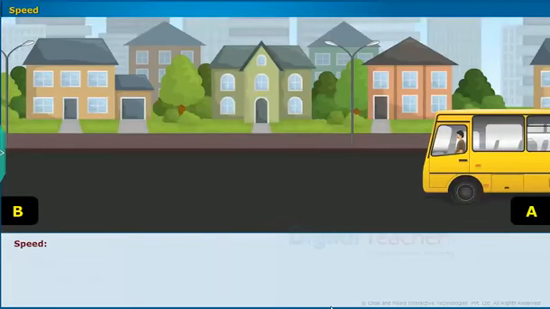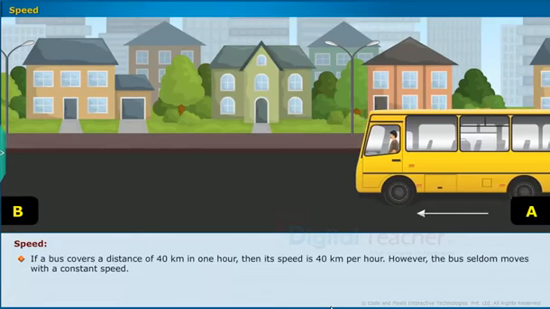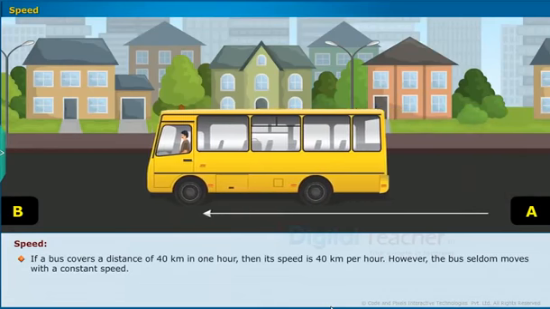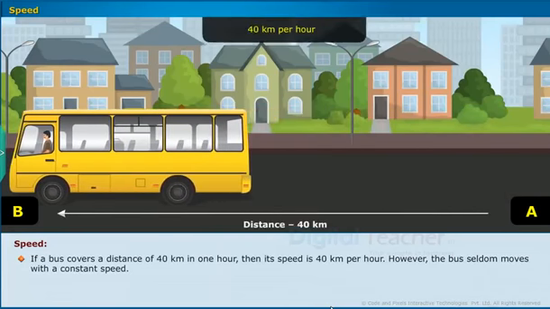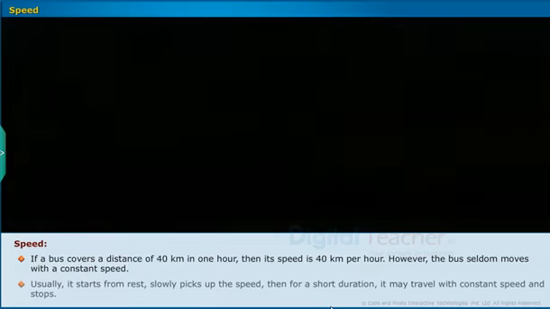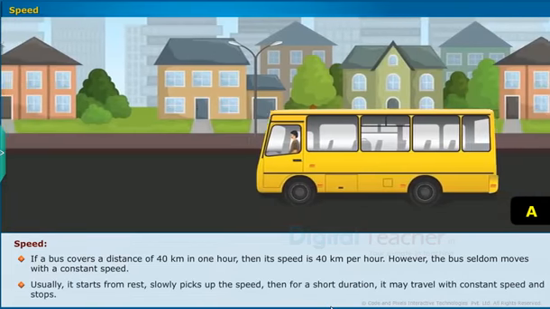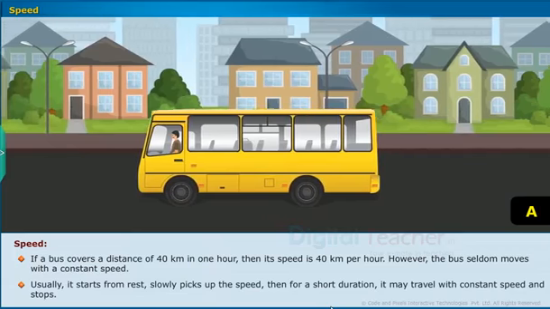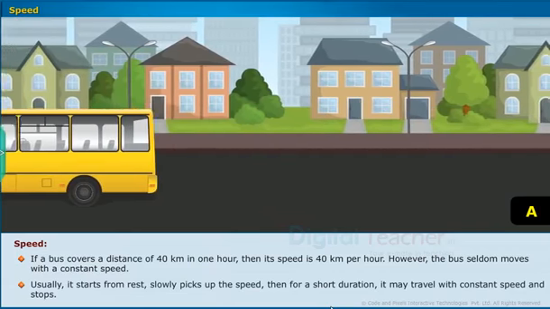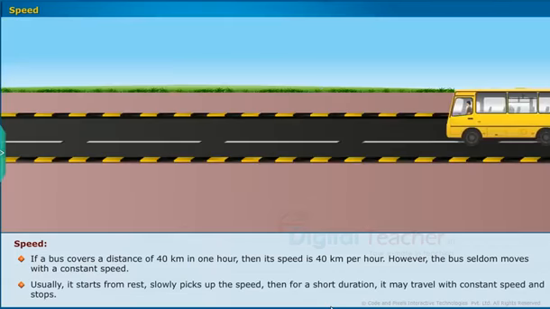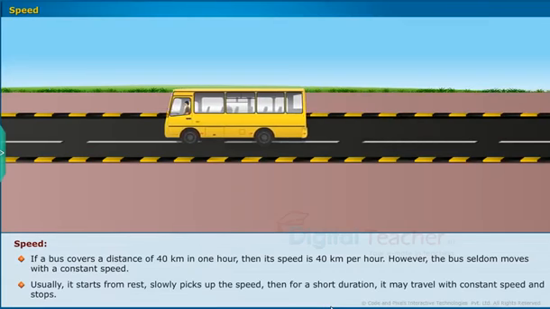Now, let us know about the speed. If a bus covers a distance of 40 kilometers in 1 hour, then its speed is 40 kilometers per hour. However, the bus seldom moves with a constant speed. Usually, it starts from rest, slowly picks up the speed, then for a short duration it may travel with constant speed and stops.